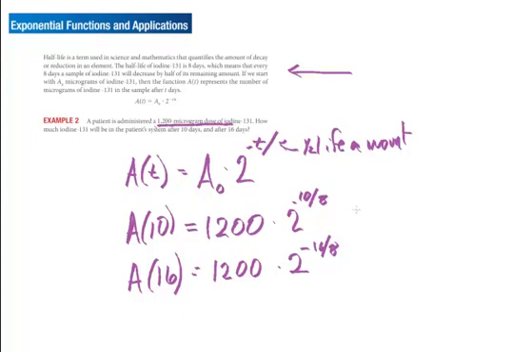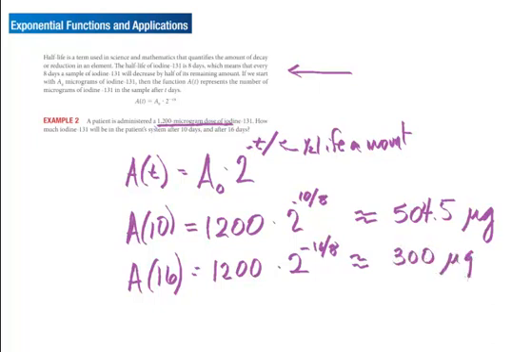Punch the buttons on your calculator and you will get these values, and they'll tell you how to round them as well. When you punch that in, you should get about 504.5 micrograms for this one, and you should get about 300 micrograms for this one.